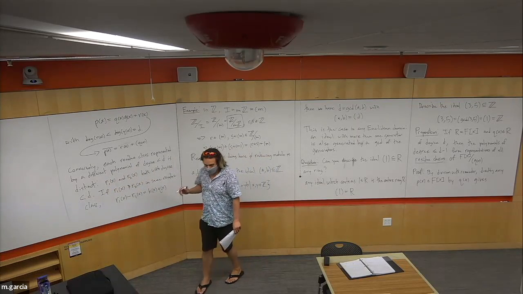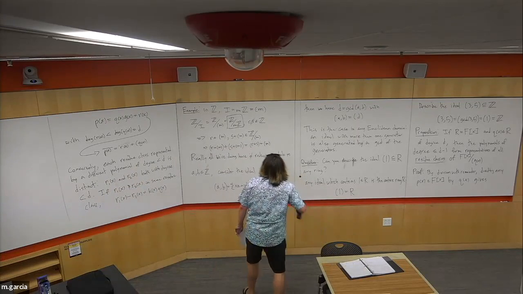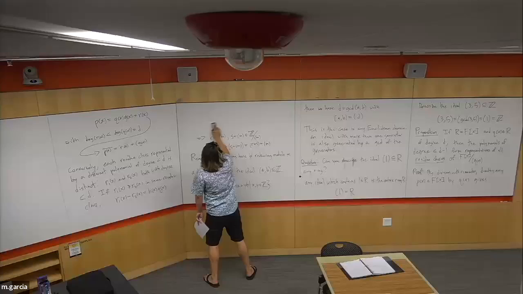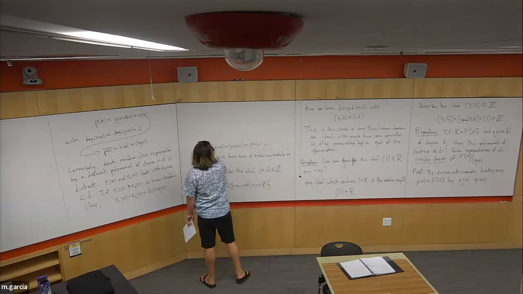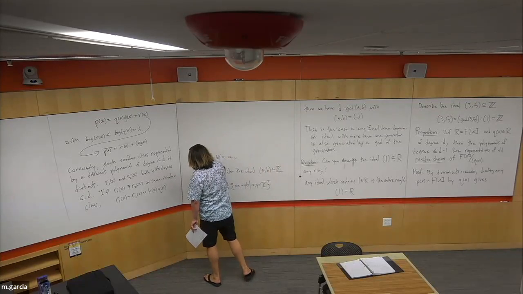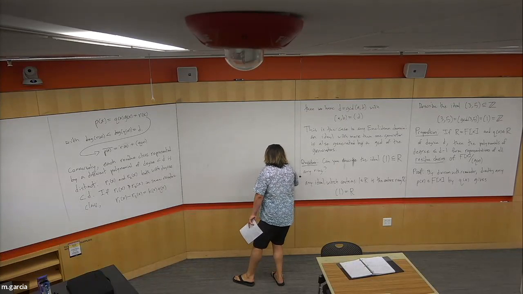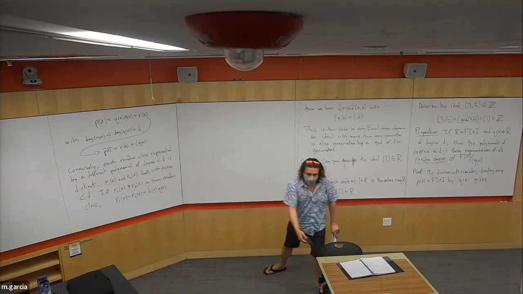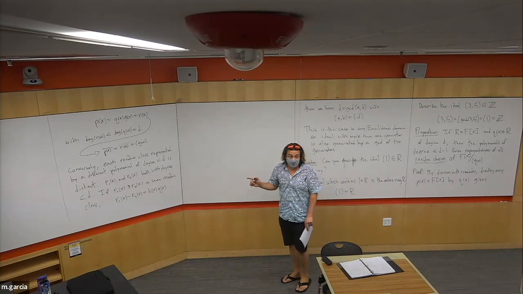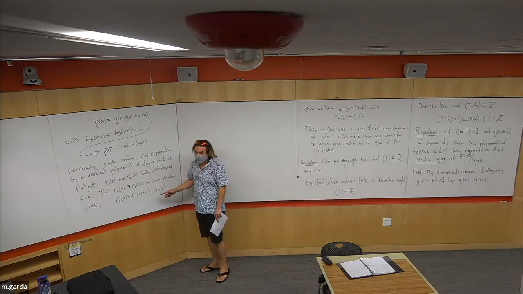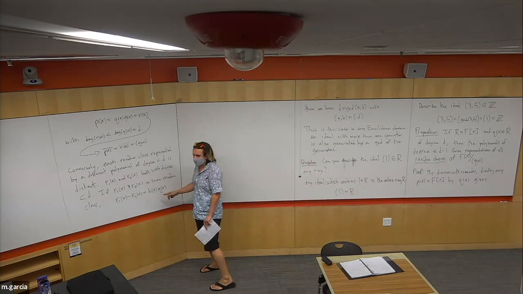Okay, so what does this mean? Well, remember, we assumed that Q was of degree d, and R1 and R2 both have degrees strictly less than d. So the only way this can happen is if the difference K of x is identically 0. Right?